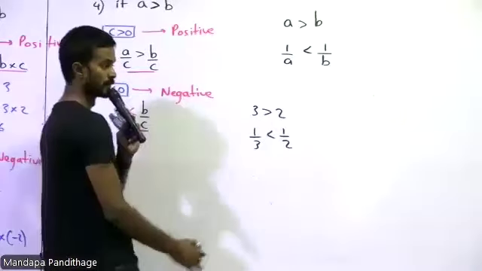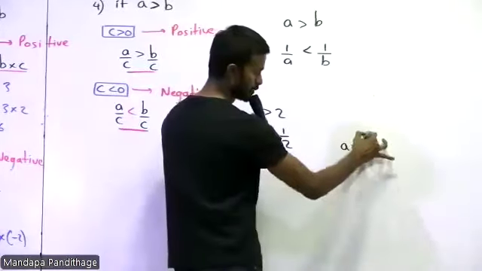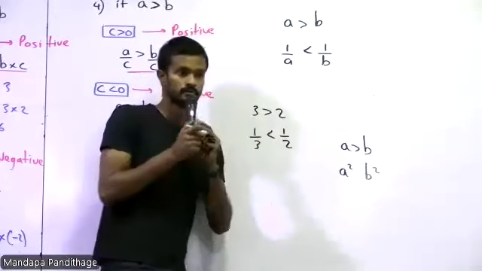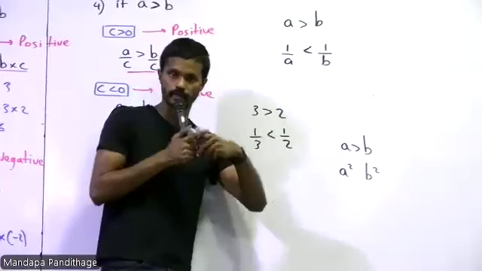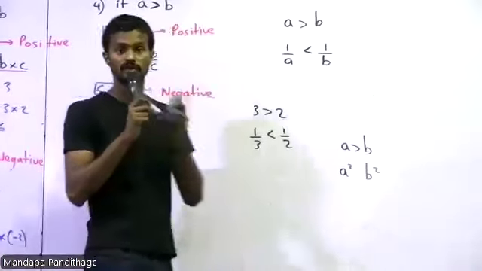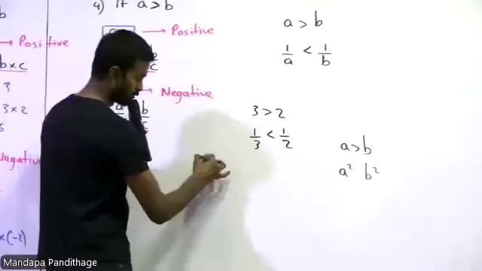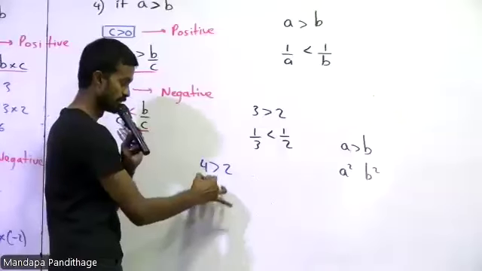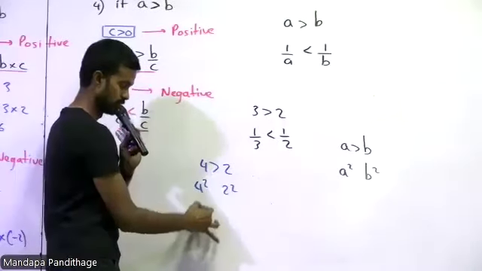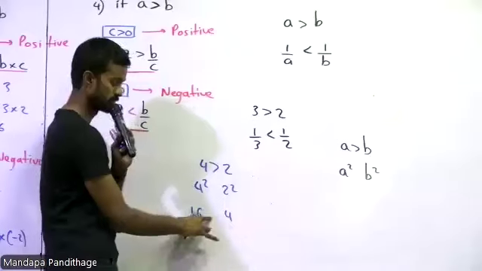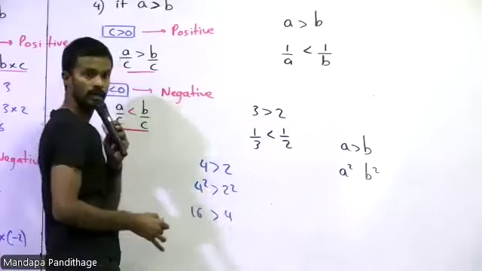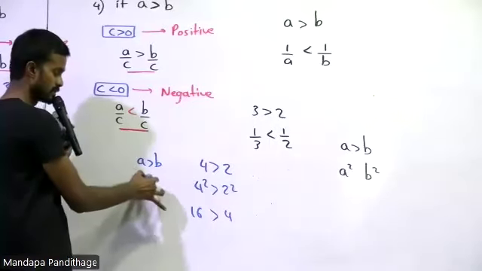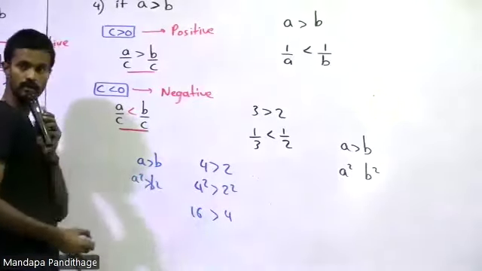And the next thing: if A is greater than B, what can you say about A squared and B squared? Every time, think from an example. I'm taking 4 is greater than 2. When you square 4, you get 16. When you square 2, you get 4. So it is clear 16 is greater than 4. Then you tend to think that if A is greater than B, then A squared is even greater than B squared. You get that feeling?